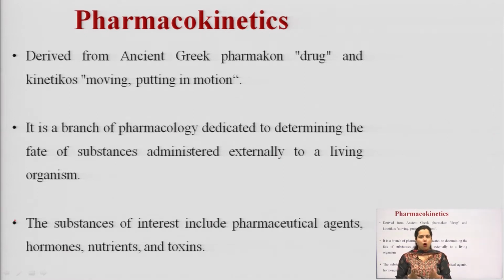So, we just observe drug performance, basically the different processes affecting the drug performance within the body itself. This study is involved in pharmacokinetics. The substances of interest or active drug include pharmaceutical agents, hormones, nutrients and toxins. So, basically we have a variety of drug substances which we observe in pharmacokinetics within the body.